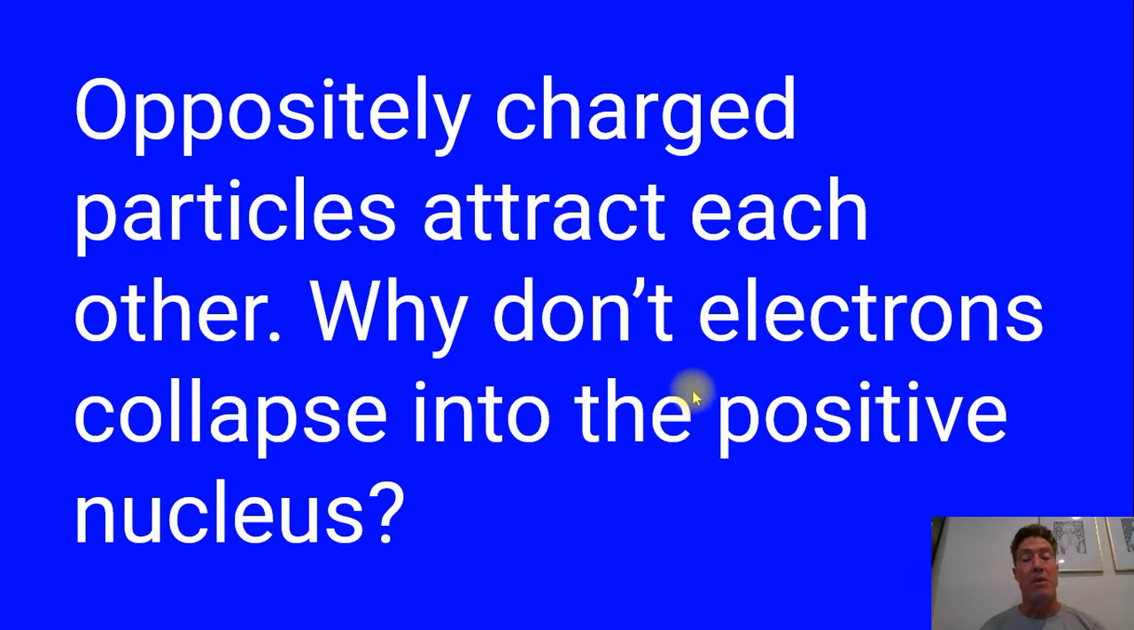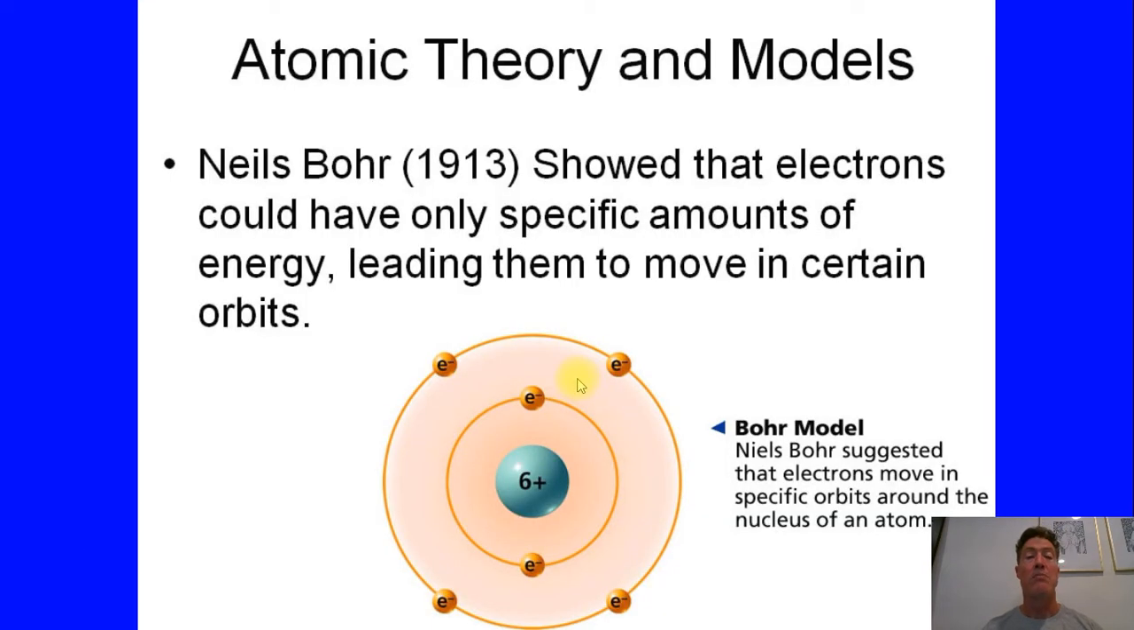Now, this gave rise to a very important question. If electrons and protons are oppositely charged, particles attract each other, so why don't the electrons collapse or fall or get pulled into the positive nucleus? So Niels Bohr came up with the idea that electrons had to have specific energy levels, leading them to move in certain orbits, and as long as they stayed in those orbits, they wouldn't gain or lose energy. So they wouldn't spiral into the nucleus or fly off away from the nucleus as long as they stayed within their specific energy orbitals.